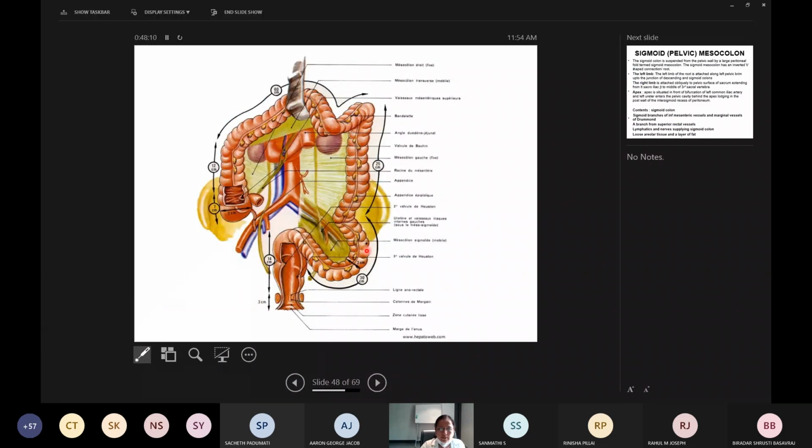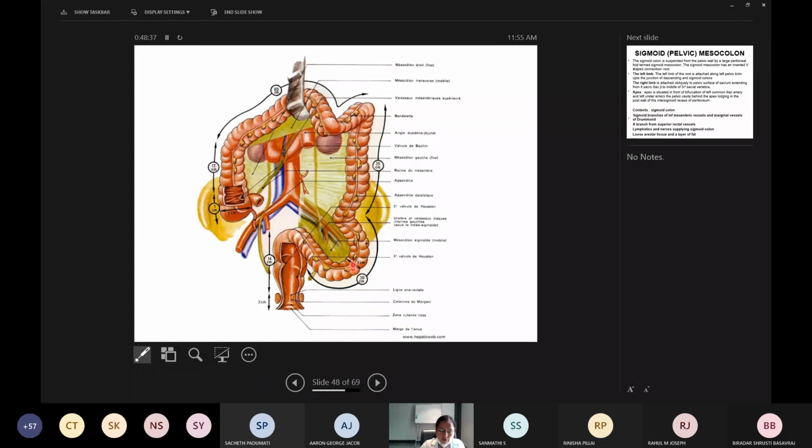So that is the sigmoid colon. This is sigmoid colon, what you can see. It is describing an S-shaped curve. So it has got a vertical part, this is the horizontal part, and this will be the oblique part where it will become continuous with the rectum at the rectosigmoid junction opposite the third sacral vertebra.